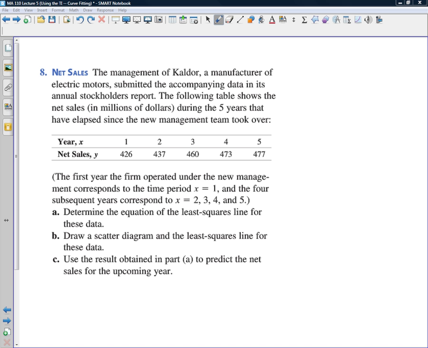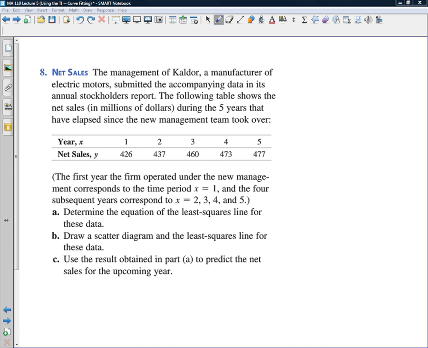One final example. Let's take a look at this problem. This time we have an application problem. We have some data from a company that makes electric motors. We're told that in each of the following years, numbers 1 through 5, we have sales of 426 million in the first year, up through 477 million in the fifth year.